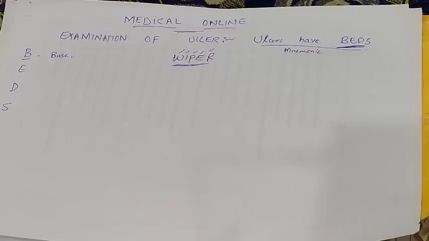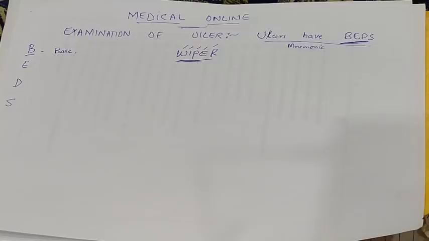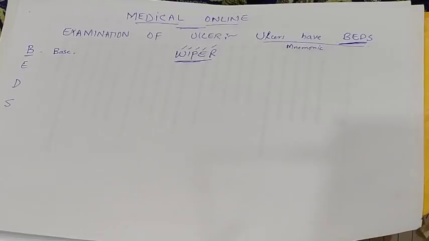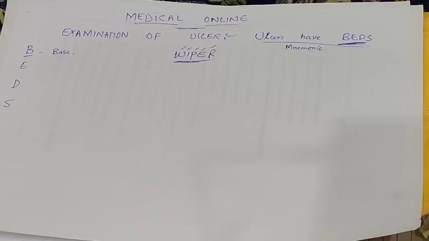Then we'll start permission and taking consent for the examination. It will be informed consent. You will have to tell each and every step of your examination to the patient, so that after giving consent, you will expose the patient. For exposure, you will again take consent, and after that, you will reposition the patient according to your examination. Once you have completed all these 5 steps, then we will come towards the examination of the ulcer, and we will start from BEDS.